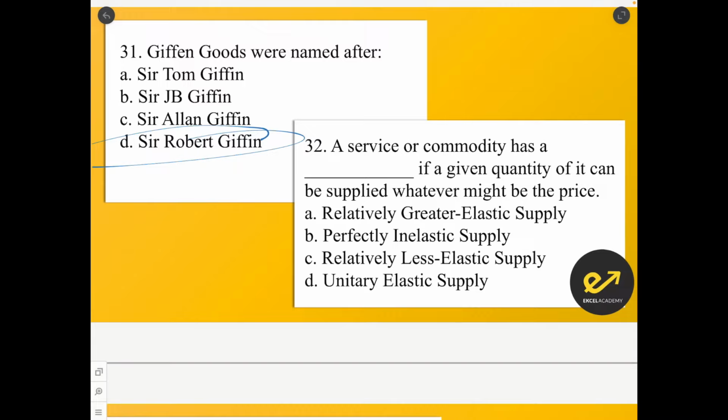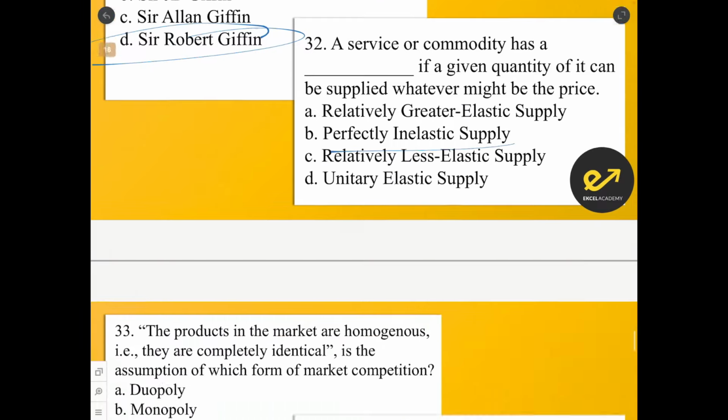A service or commodity has Dash if a given quantity of it can be supplied, whatever might be the price. So here supply remains constant, price is changing. It means that it is perfectly inelastic. So answer should be B.